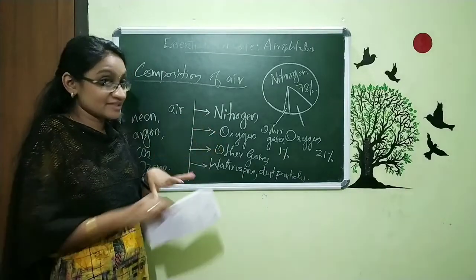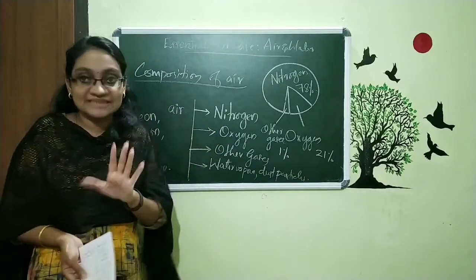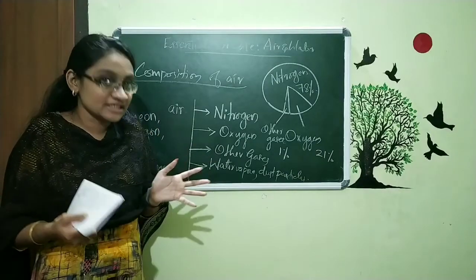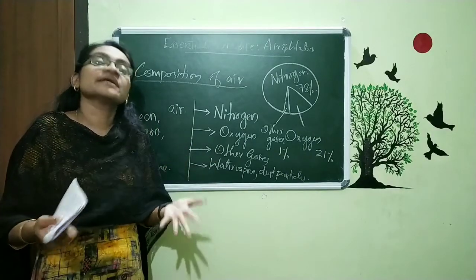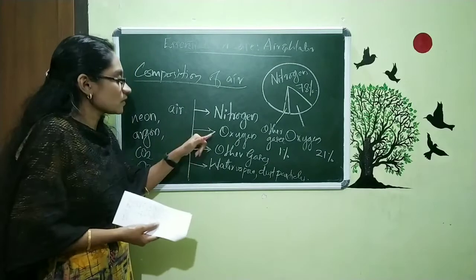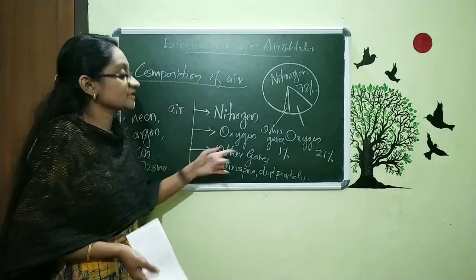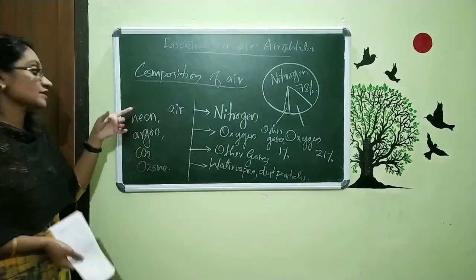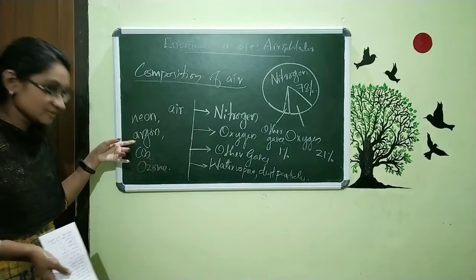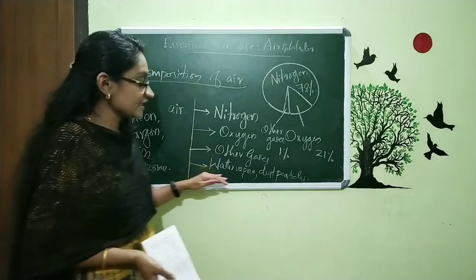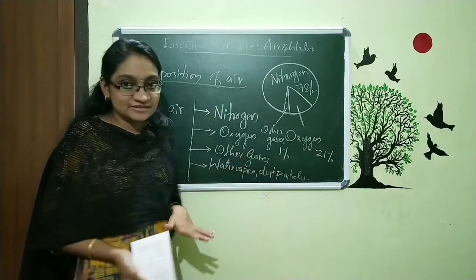We know nitrogen is in higher quantity. So you can say which gas is present in higher quantity in our air? Nitrogen. And oxygen is the only one present after nitrogen. And then we know other gases are there: neon, argon, carbon dioxide, ozone, and it also contains water vapors and dust particles.